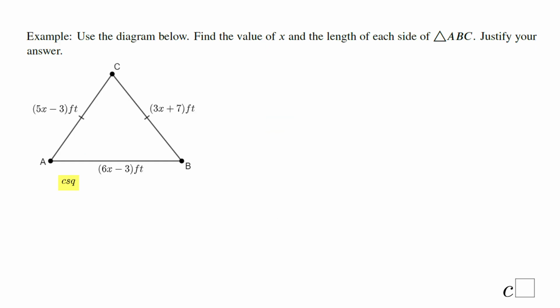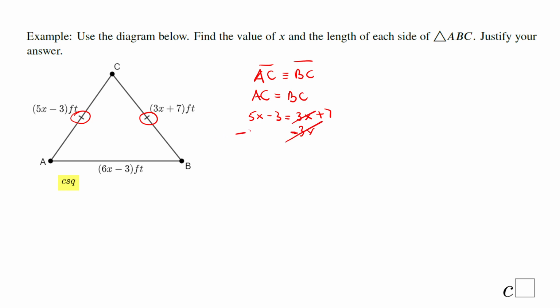Let's see a first example where we have to find the value of x and the length of each side of this triangle ABC. What we should notice here is the fact that these two sides are congruent, which I'm going to write right here: AC is congruent with BC, which means the measure of side AC is the same as the measure of side BC, which means 5x minus 3 equals 3x plus 7. So here I'm going to subtract 3x to solve for x.